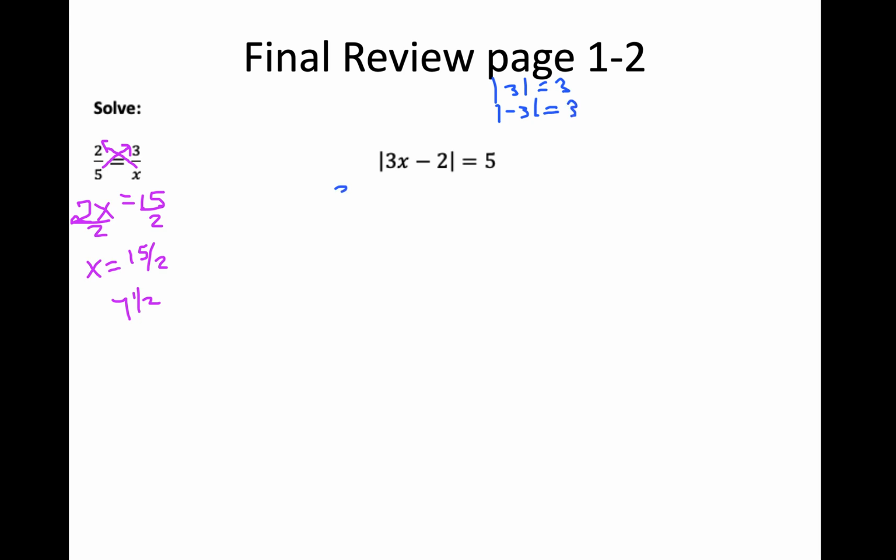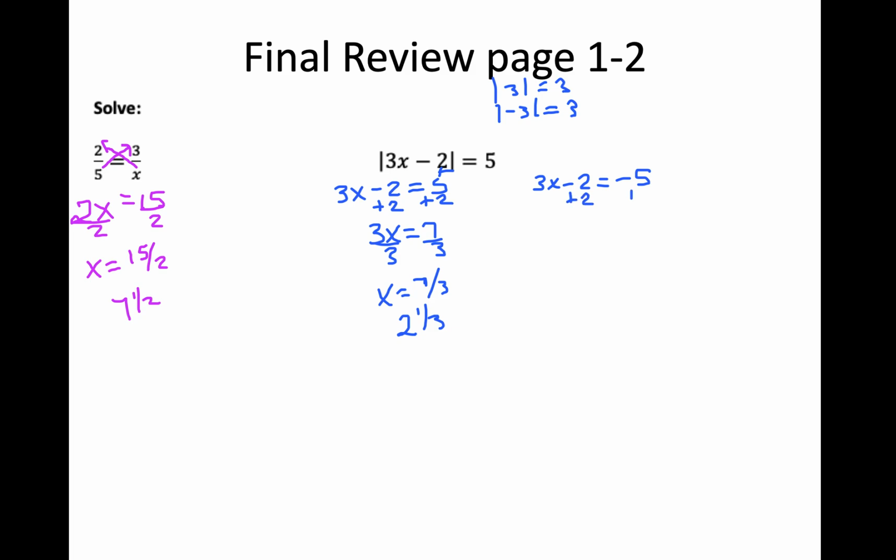So the first case for this one would be 3x minus 2 equals 5. So the inside can be positive. And the other case would be 3x minus 2 equals negative 5 without the absolute value bars. So once you're there, it's just solving. So we're going to add 2. We get 3x is equal to 7. Divide by 3. We get x to be 7/3, or again, you can write it as a mixed number. 3 goes into 7 twice, and 1 is left over. So there would be your answer for that one.